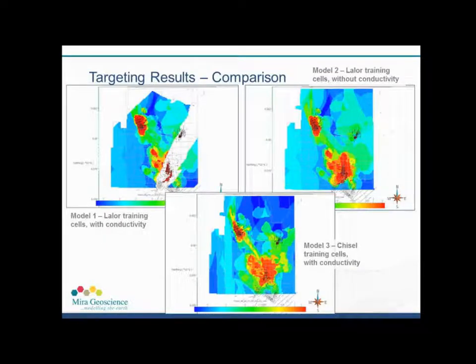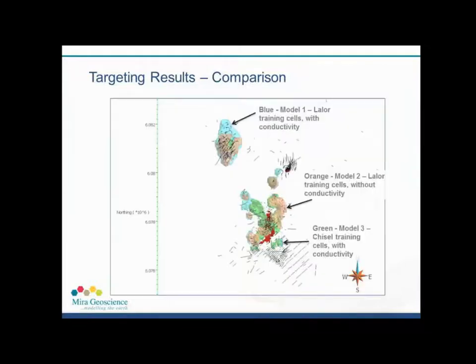This is a comparison between the three different results. The results using Lalor as a training data set, and then the results using Chisel. You can see the differences. These are fairly similar, and then this is a little bit different. They're all sliced at a similar elevation. You can see here that there's less high potential above photo than if we were using Lalor as a training data set. And then these are all the combined isosurfaces representing high potential regions.